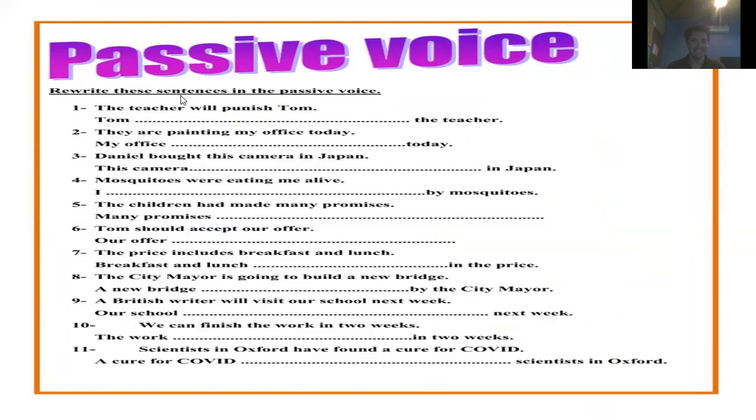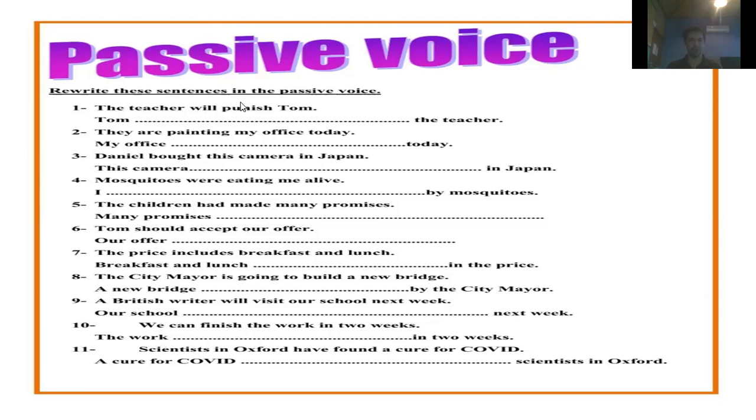So rewrite these sentences in the passive voice. So the teacher will punish Tom. So now it's the subject first, okay? That's the sentence. The subject's first, the verb is in the middle, of course, and then the object is at the end. Now we want you to put the object first. Of course, the verb will be in the middle, and you'll have the subject at the end. So as you can see, some of the sentences are made out for you, so you can see what's going on. It's a little easier.